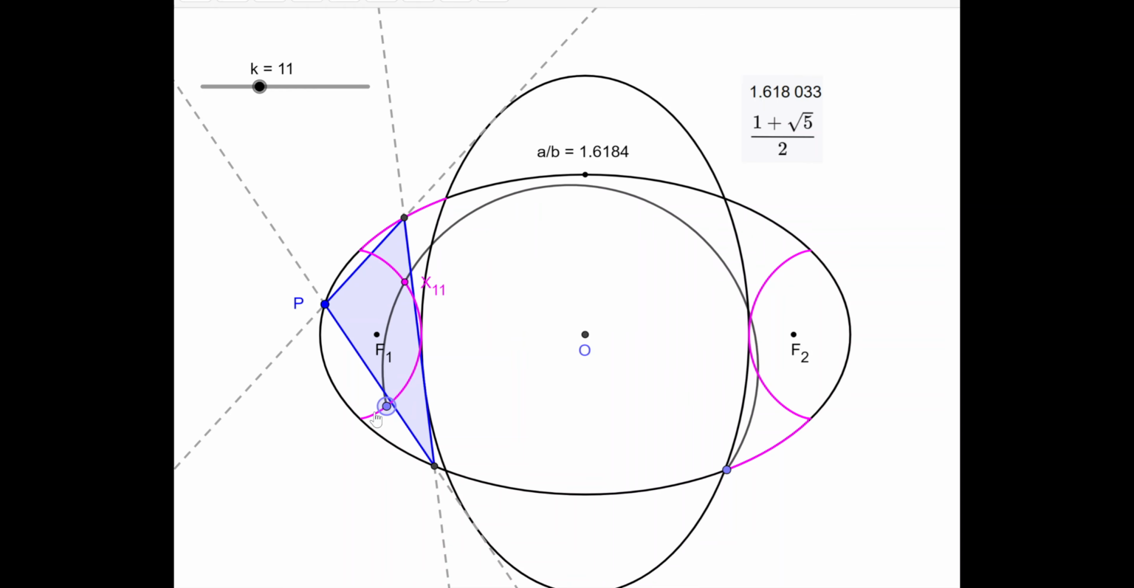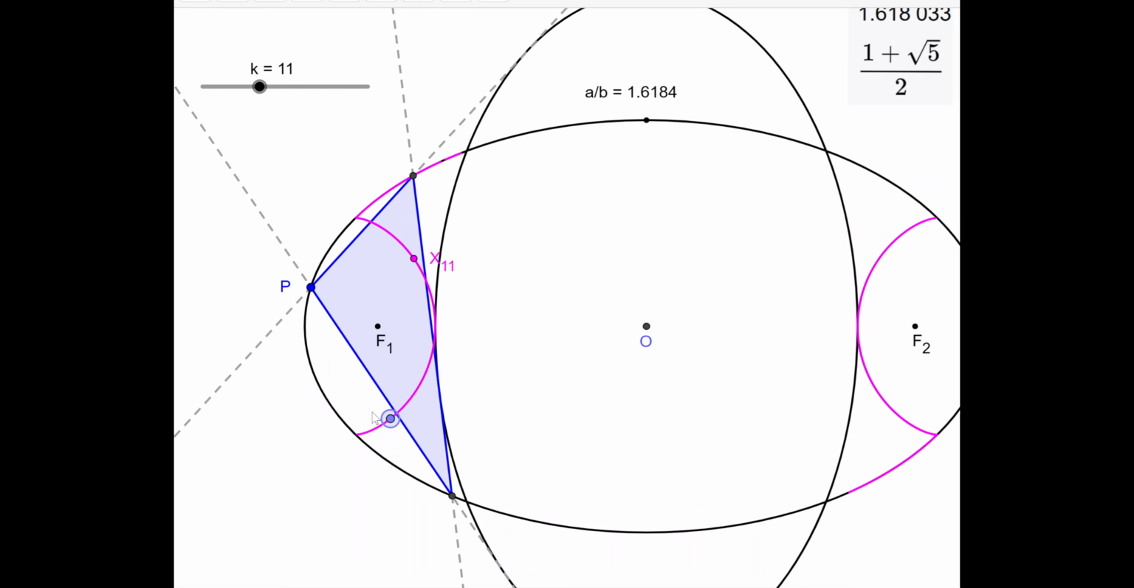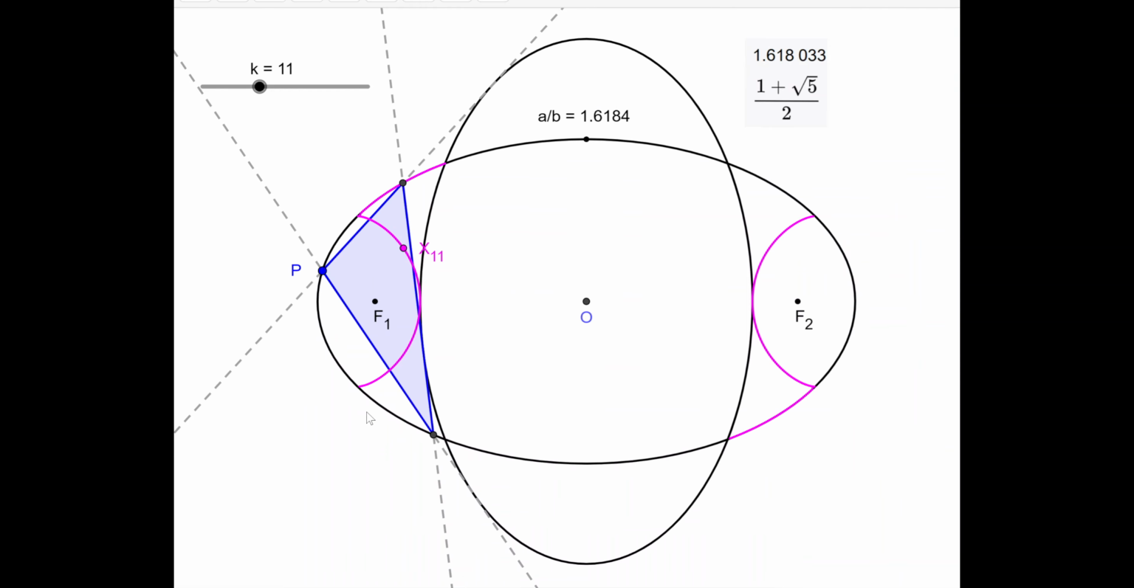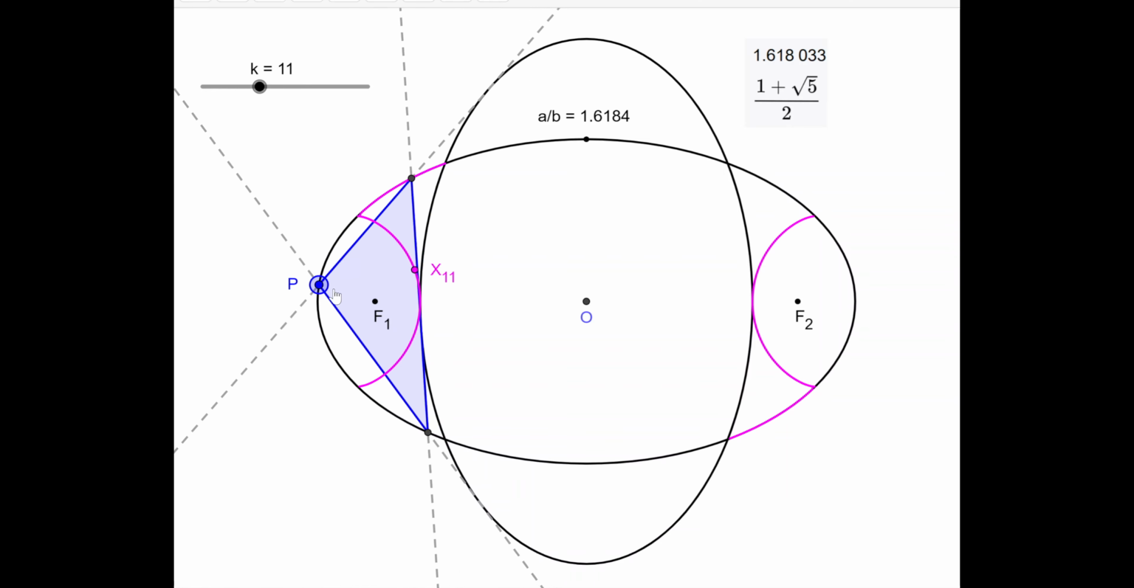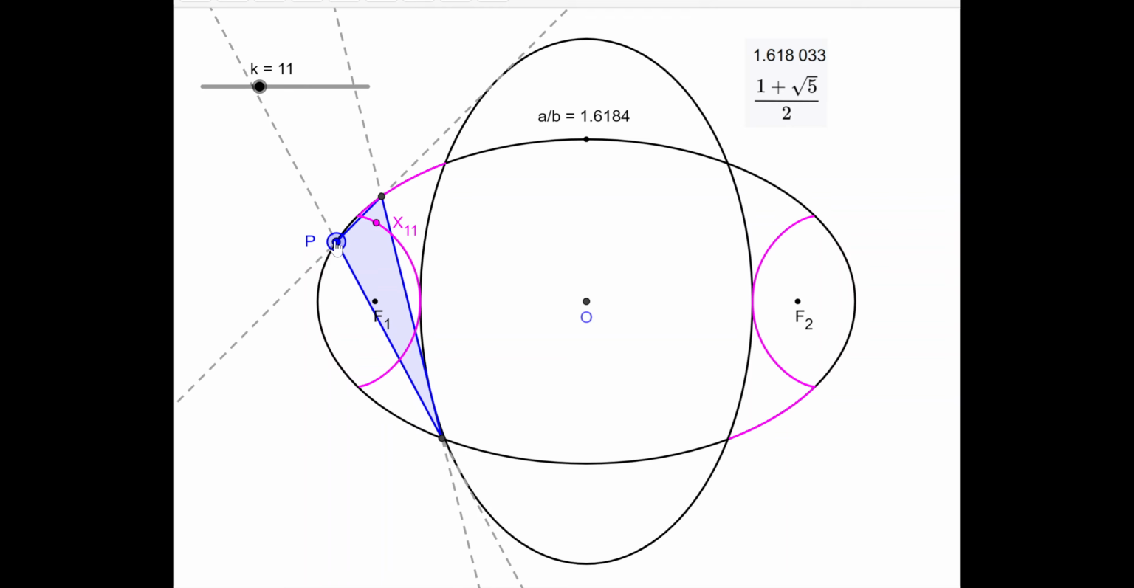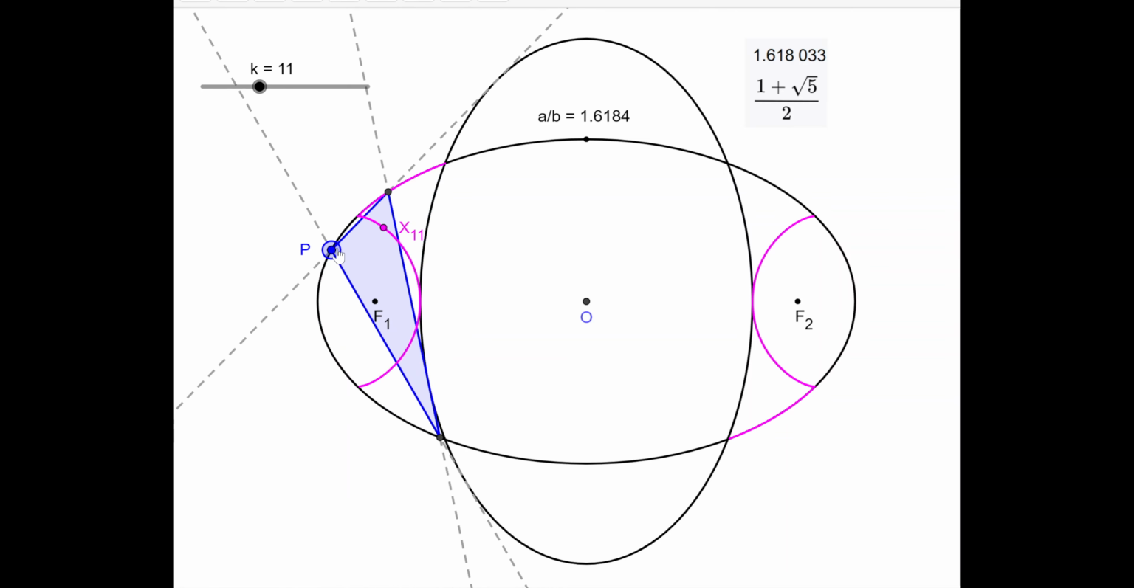So let's get rid of this last construction. And I'm back at X11. Now it's an interesting locus nonetheless. It's just that it's not a circle. It would have been kind of a miracle for it to become a circle. But let's keep going.